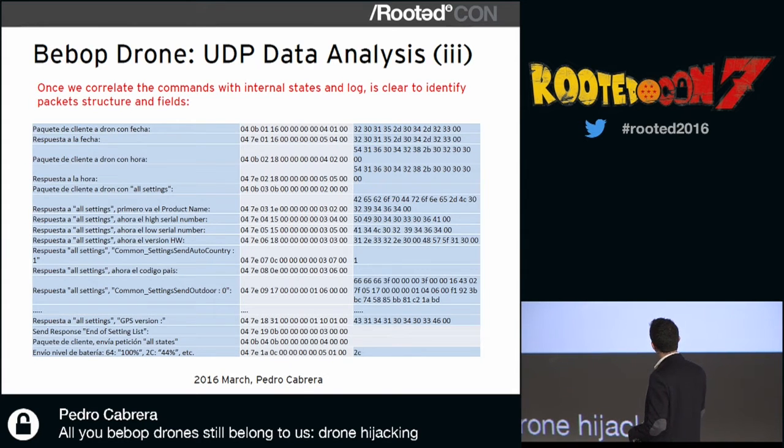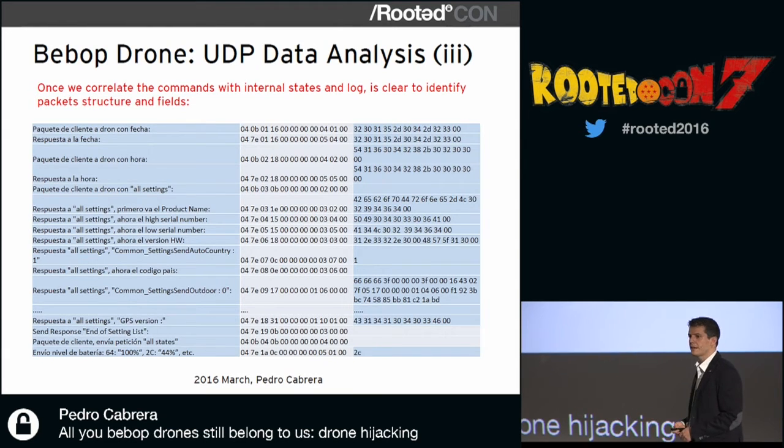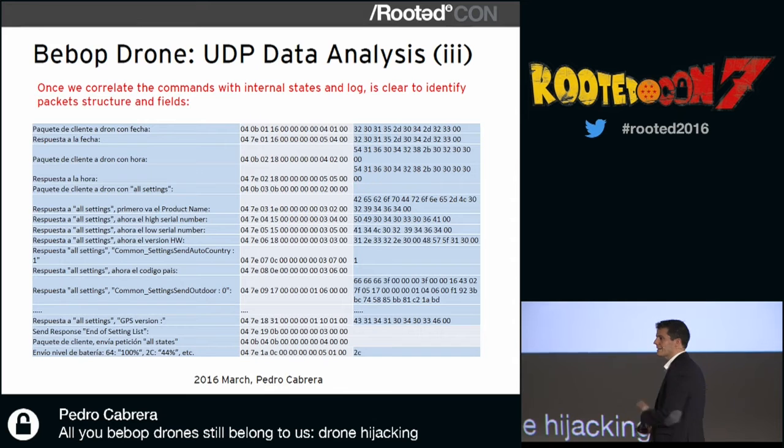0B: the date sent from the client to the drone. I'm confirming that I received the date, the hour, and all the product parts. I will send you my product name, my serial number, my version HBISM. The booting and running of the computer in the drone, from which the remaining commands will be coming.